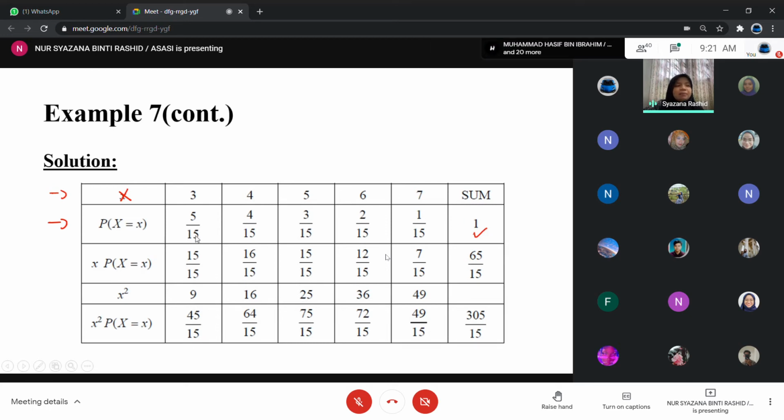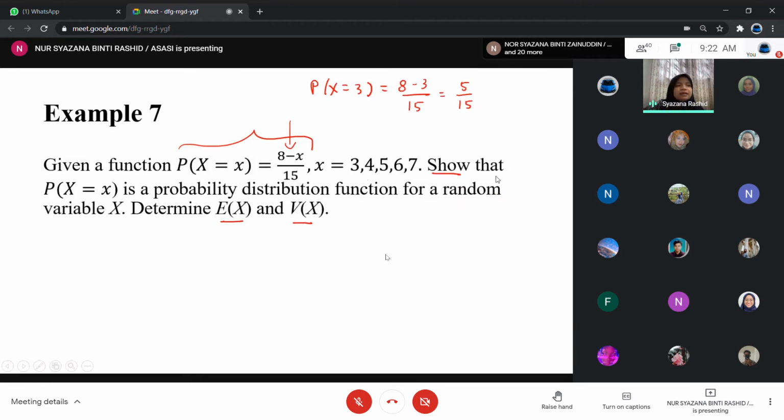Okay. Sebab nanti yang bawah-bawah ni kemudianlah I tunjuk. Kegunaannya untuk cari mean and variance. Sebelum tu kita ada soalan proving kat sini kan. Dia kata show that this P(X = x) is a probability distribution function for random variable.